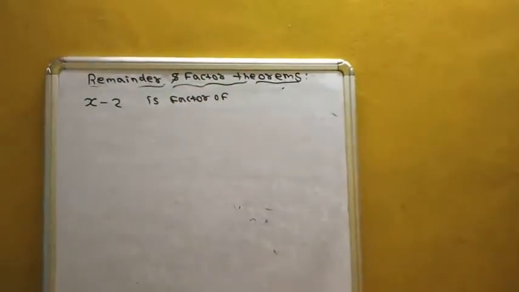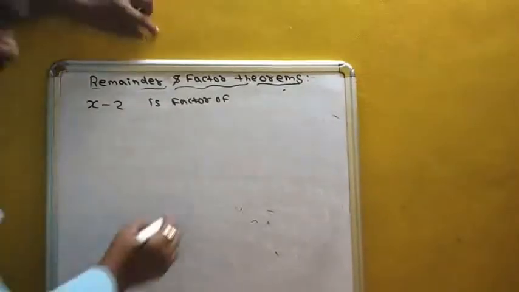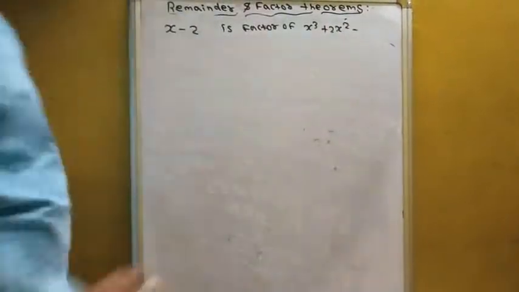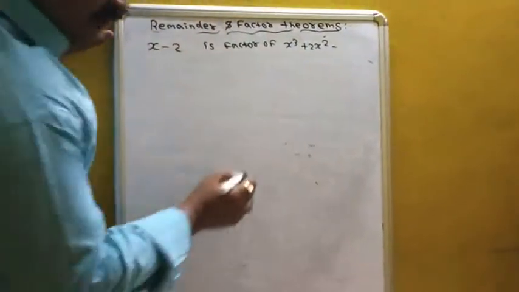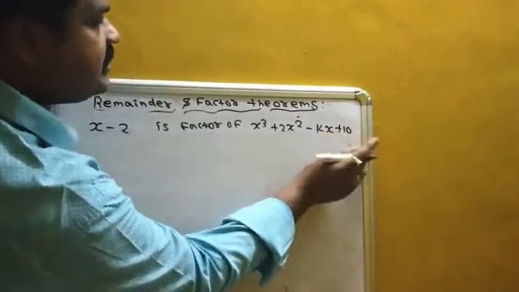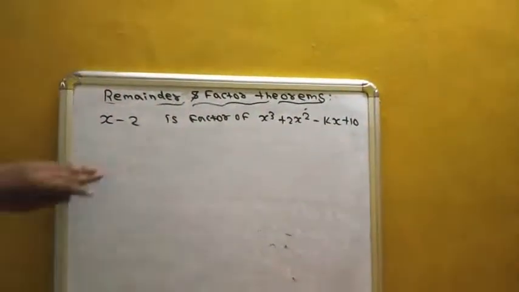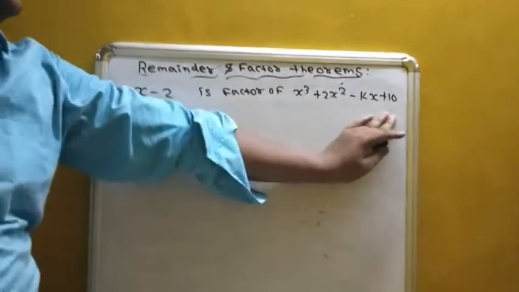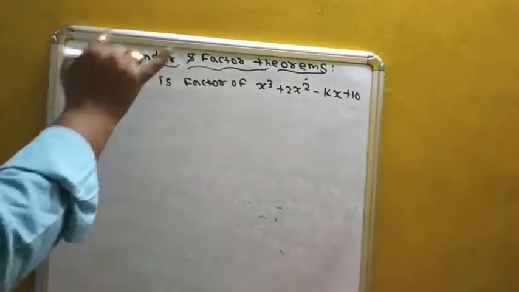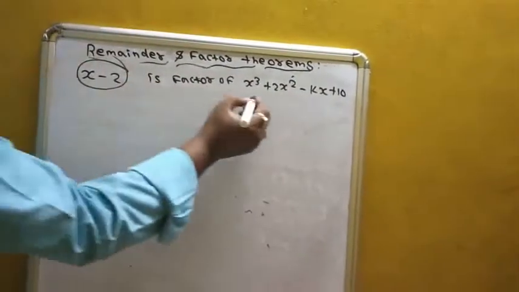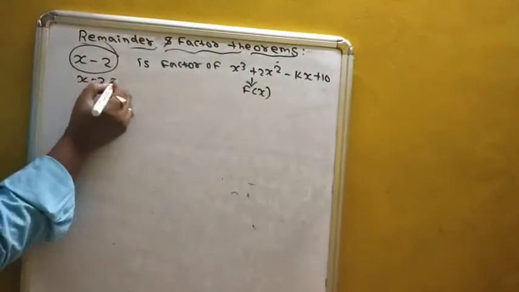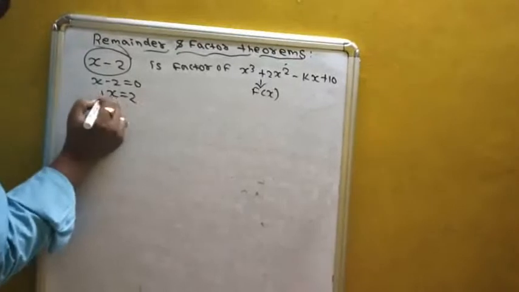Find the value of k if x minus 2 is a factor of x cube plus 2x square minus kx plus 10. He told us already that x minus 2 is a factor of that polynomial, so you can write this as f of x. Here x minus 2 equal to 0, so x equal to 2.